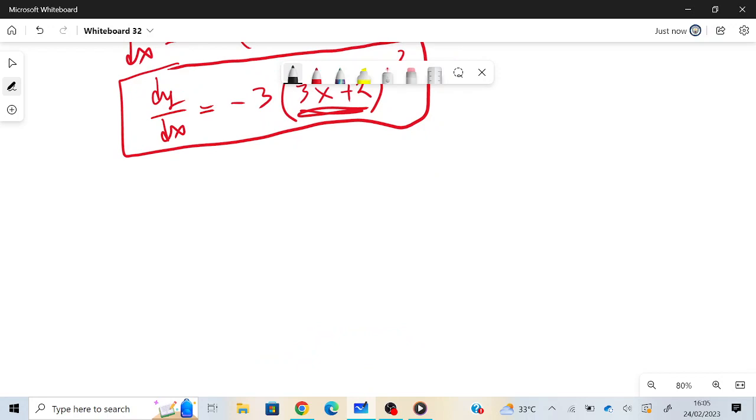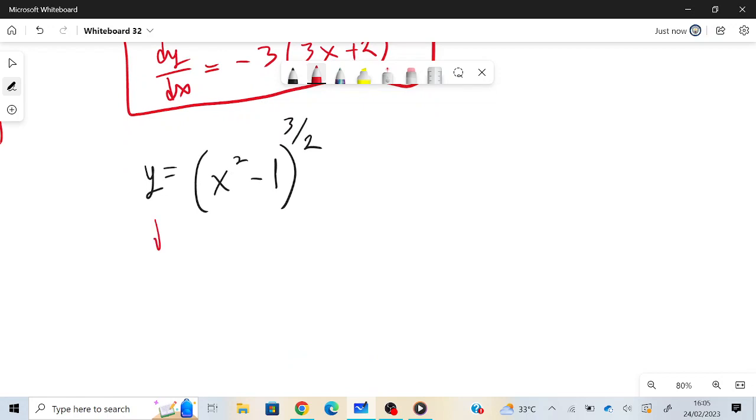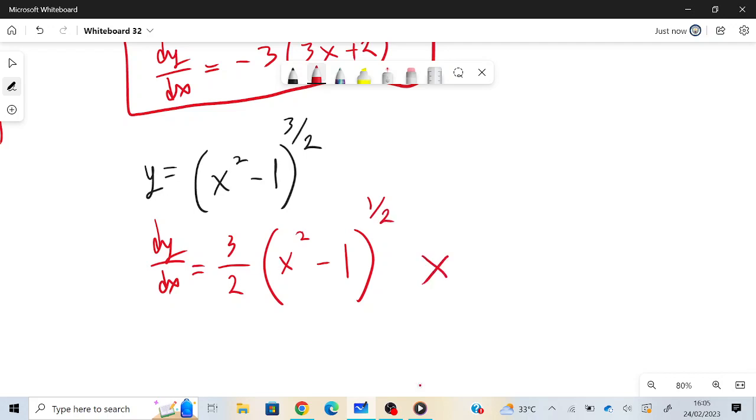Right then, next example tells me to find the derivative of y is equal to (x squared minus 1) all raised to the power 3 over 2. Okay, so this might get a little complicated. Now, my dy/dx is equal to 3 over 2, because I times this by what's outside the brackets, which is 1. 3 over 2 into the same thing remains in the brackets, (x squared minus 1) all to the power of 3 over 2 minus 1, which is 1 over 2, times the derivative of what's inside.